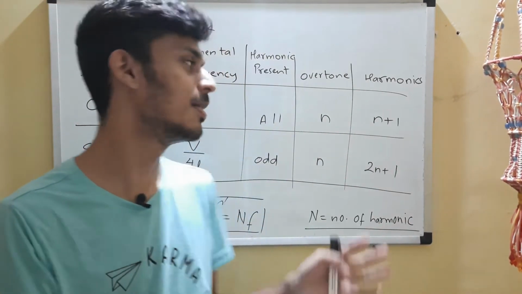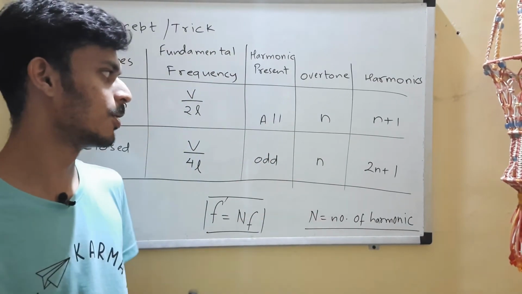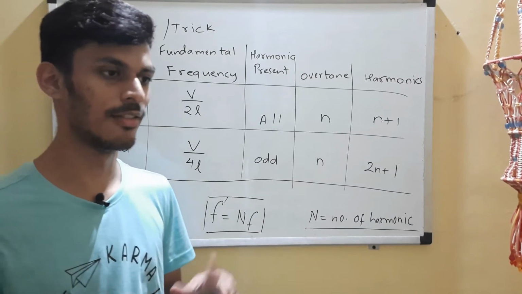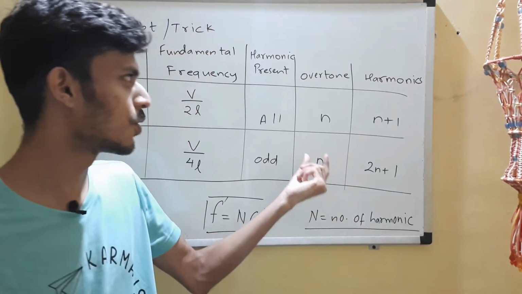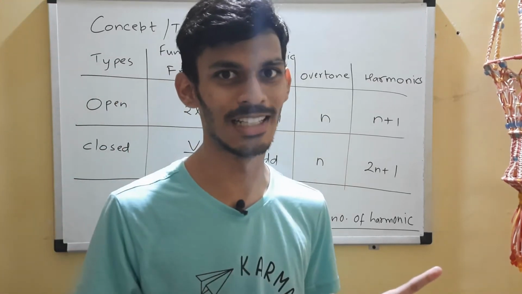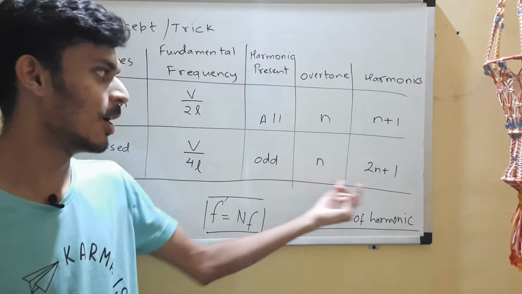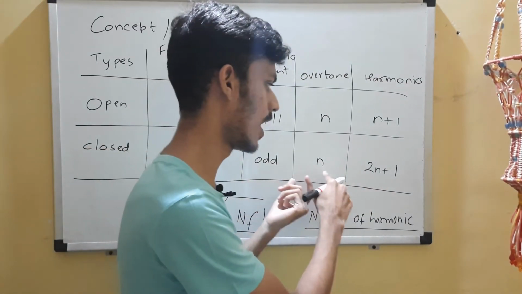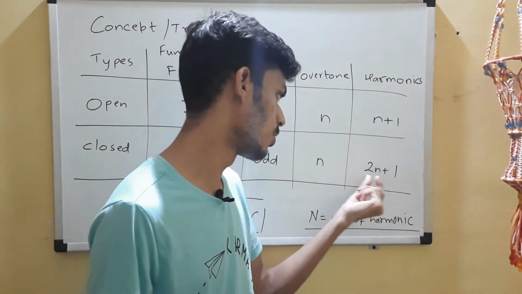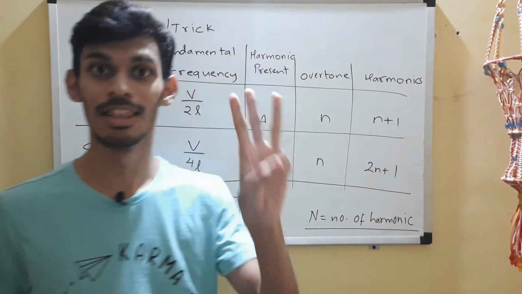Again, why did this happen? Because only the odd ones are present. We don't have the even ones, okay? So you cannot say n, suppose the value of n is 1, okay? So first overtone in case of closed organ pipe won't be the second harmonic, because the second harmonic is not present, it's an even harmonic, right? It will be 2n plus 1. So in place of n, we chose the value as 1. So substitute 1 over here. So 2 ones are 2 plus 1, which is the third harmonic.